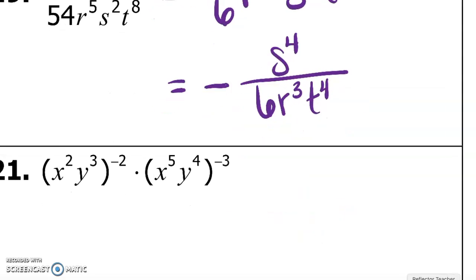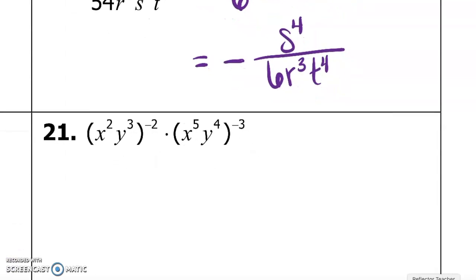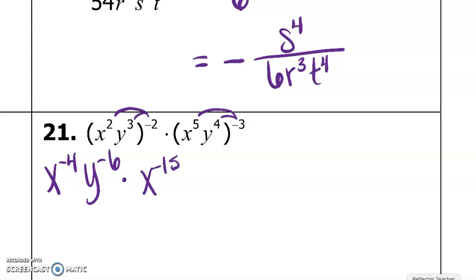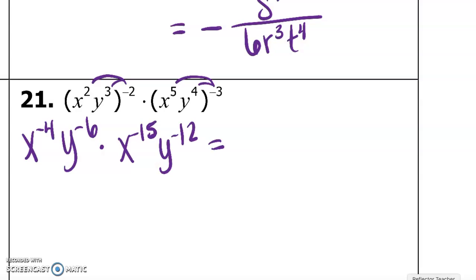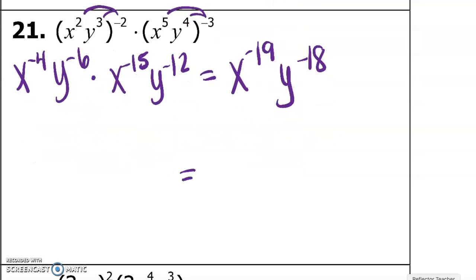For 21, first we would think of distributing that exponent. So x to the negative 4, y to the negative 6, times, same thing with this one, x to the negative 15th, y to the negative 12th. Then we add our exponents, x to the negative 19, y to the negative 18. Again, whenever you have negative exponents, write yourself a fraction bar. The x goes to the bottom, the y goes to the bottom. There's nothing left, so then you need to write a 1.